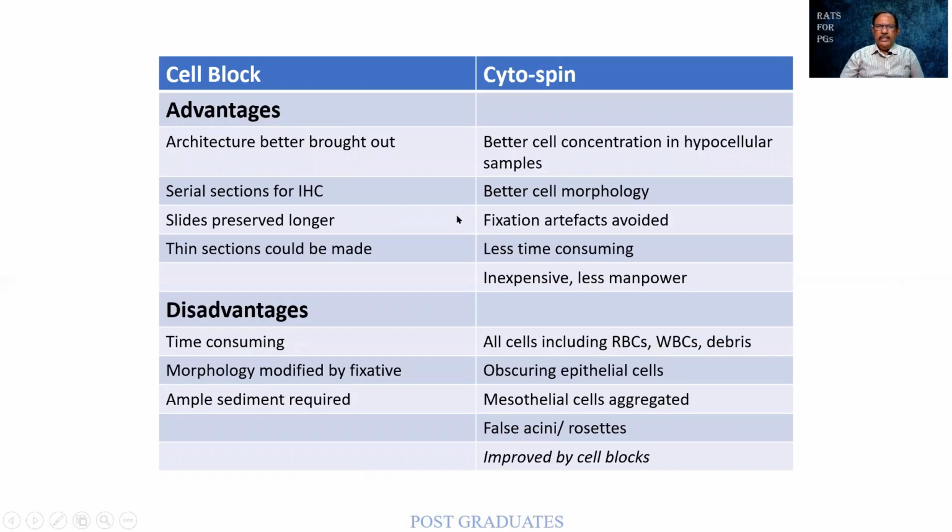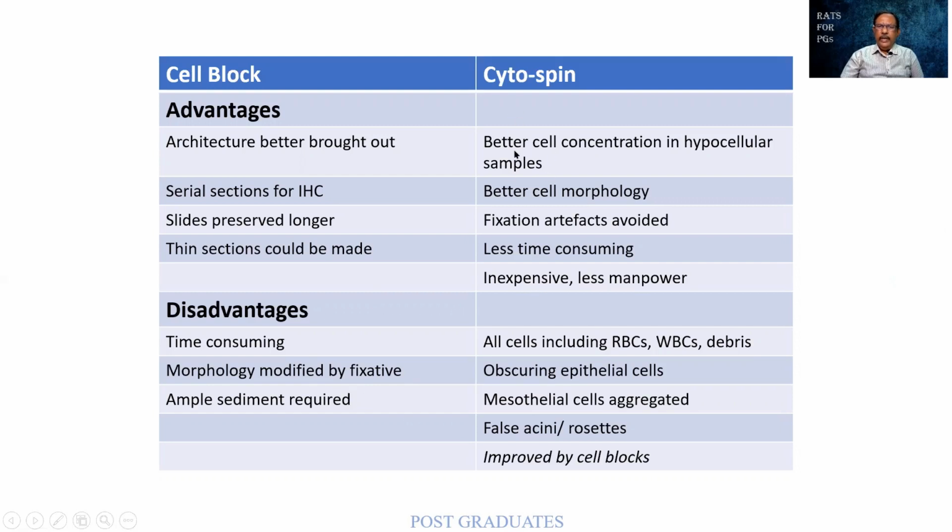What are the advantages and the disadvantages of each? From a cell block, the advantages: the architecture is brought out, serial sections could be produced for immunohistochemistry, slides can be preserved, and thinner sections can be made. Whereas the disadvantages are, it is just like routine processing, time consuming. Morphology can be modified by the type of fixative that we use, and ample sediment might be required. Very frequently we say it is inadequate for diagnosis.